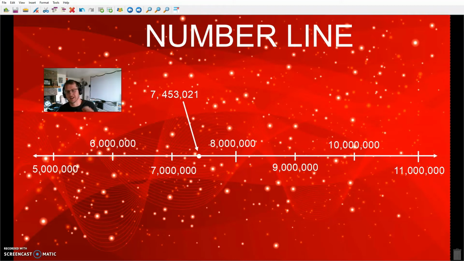7,453,021 is going to come in between the 7 million and the 8 million. It's not going to be between 5 and 6 because 7 is greater than 6. So it's going to come between the 7 and the 8. And then it's about halfway, a little bit less than halfway. I didn't actually measure. I just kind of put the dot. 7,453,021, I have placed that dot on that number line in between the 7 and the 8, about halfway.